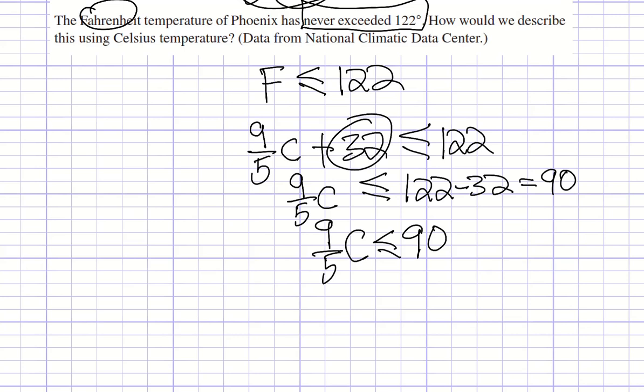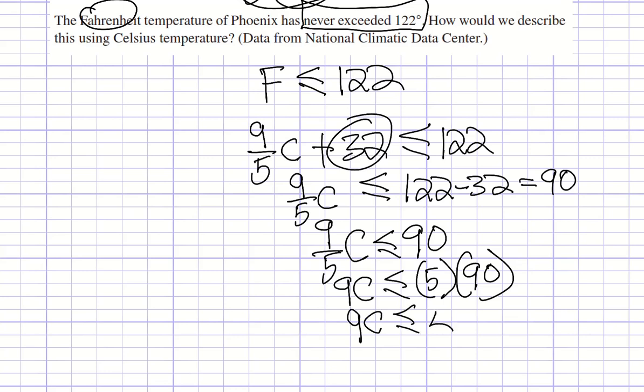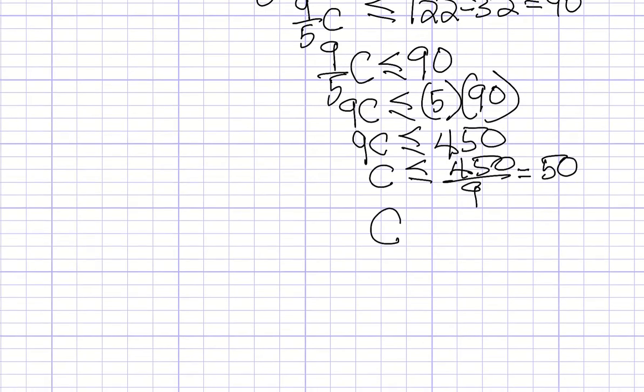Okay. We'll get rid of 5. We'll say 9c less than, we multiply by 5, 5 times 90. See that, right? Because we multiply both sides by 5 to get rid of 5 on the left. So it will be 9c less than or equal to 450. Then c less than or equal to 450 divided by 9. What is that? It's 50. So basically what they're saying is c less than or equal to 50.